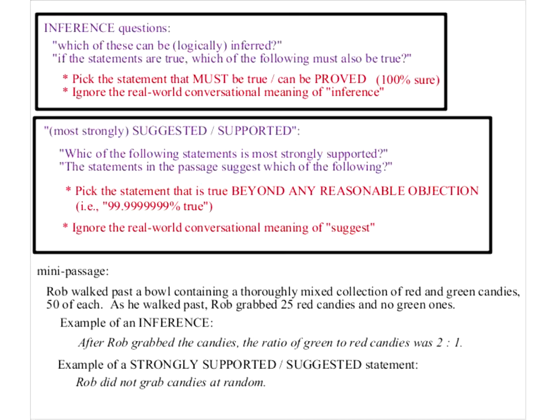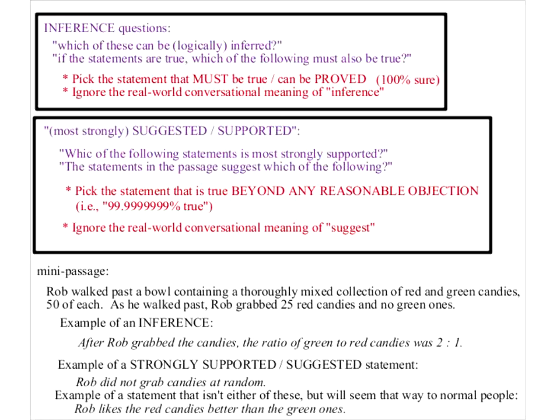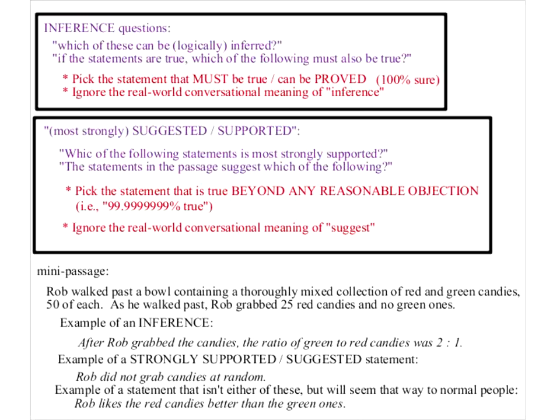Okay, and then an example of a statement that's going to be a wrong answer, just about everything, even though people will think it, would be something like this. If you say Rob likes the red ones but not the green one. Well, we don't know that. I mean, there's plenty of reasonable objections to that one. He might be picking them for some reason other than the way he likes them. He might be picking them for someone else. There's lots of reasonable objections to this. Whereas the only way that the other one could be not true is just totally messed up. So that's how that works.